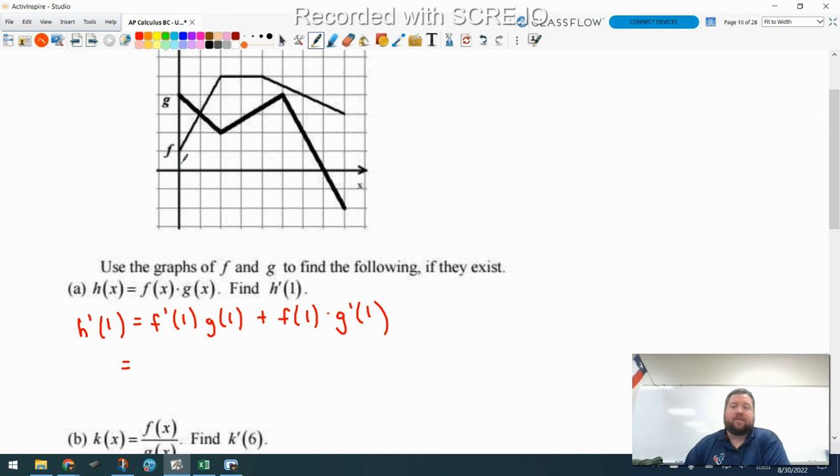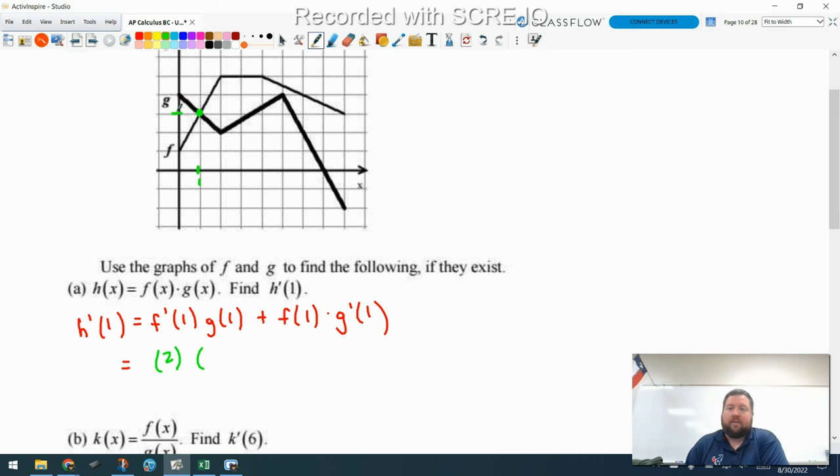So f prime of 1 is the slope. So here's x equals 1 right there. So this is the point we're focused on, and that happens to be the same point on both graphs. But for f prime, we're looking at the slope. So what's the slope of this line right here? Rise over run. Looks like my slope is positive 2.